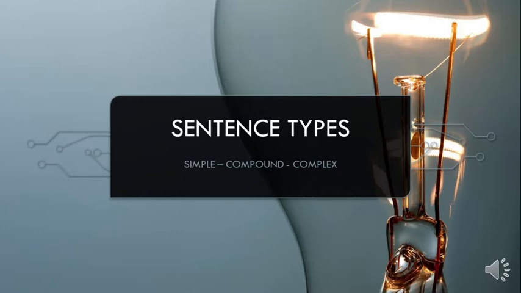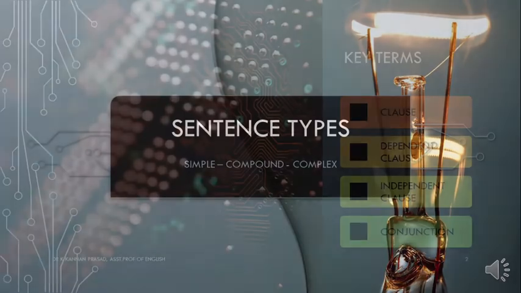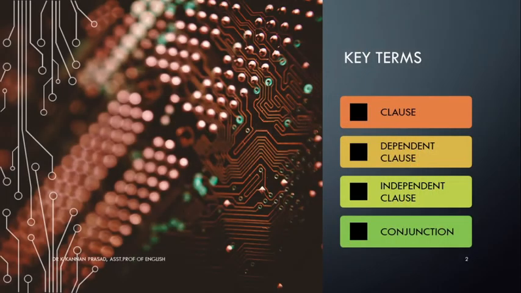This video, we will be looking at simple sentences, compound sentences, and complex sentences. In order to look at simple rules that govern simple, compound, complex sentences, we need to be aware of terms like clause, dependent clause, independent clause, and conjunction.